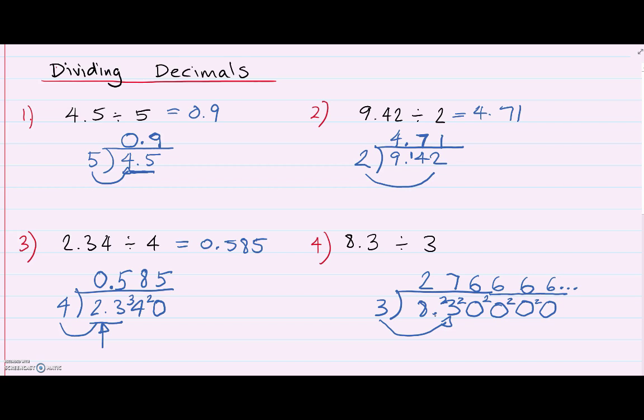What I need to make sure of is where my decimal point is. The decimal point is going to go between the 2 and the 7. And 8.3 divided by 3 is going to be 2.76. Now this 6 gets repeated, so to show that it gets repeated, I'm going to put a little dot above it. And that's how you divide 8.3 into 3 equal parts.